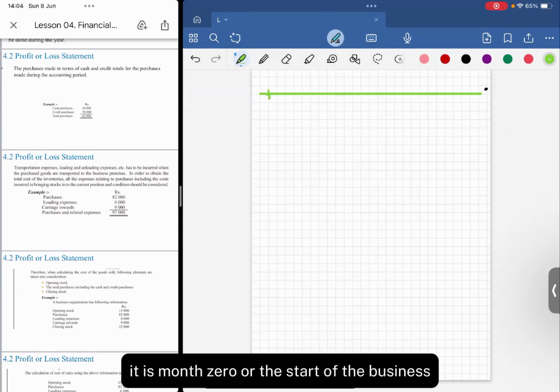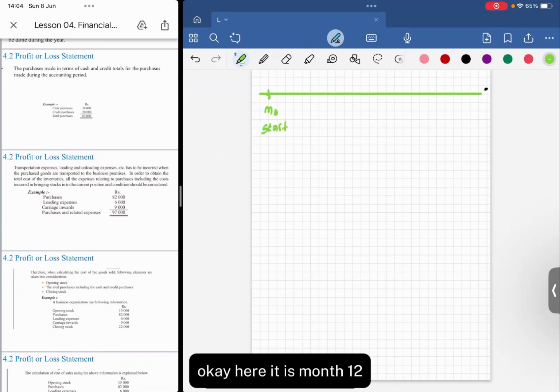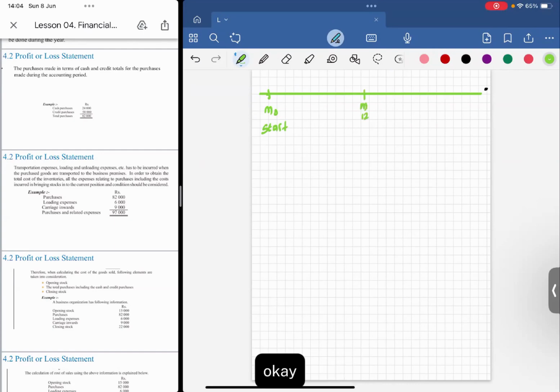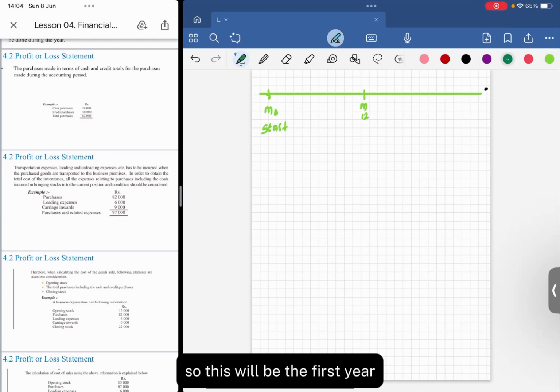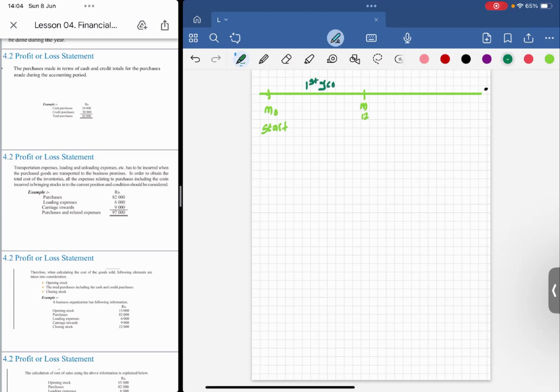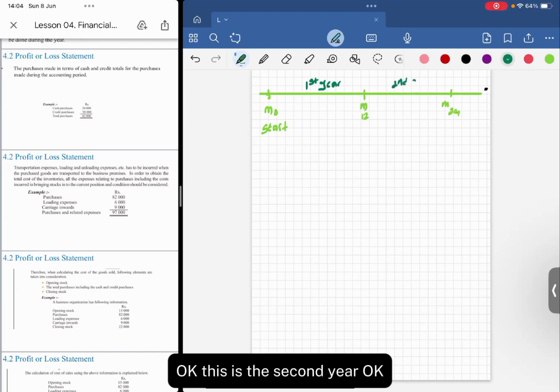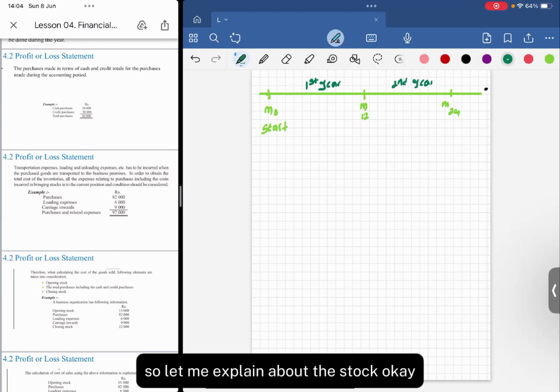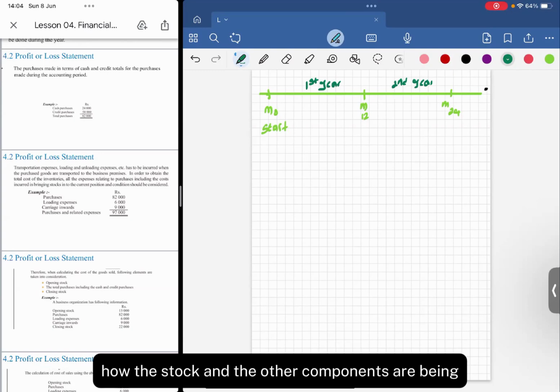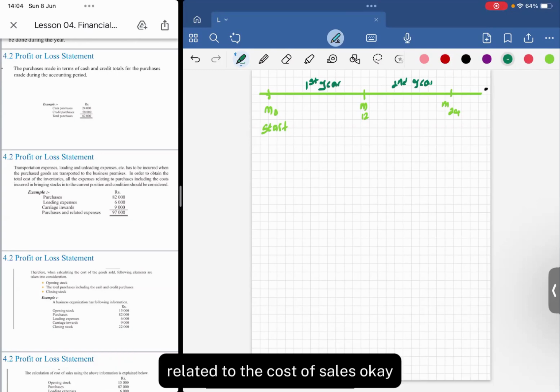Here it is month 0, or the start of the business. Here it is month 12, so this will be the first year. Then we have month 24, which is the second year. So let me explain about the stock, how the stock and the other components are related to the cost of sales.